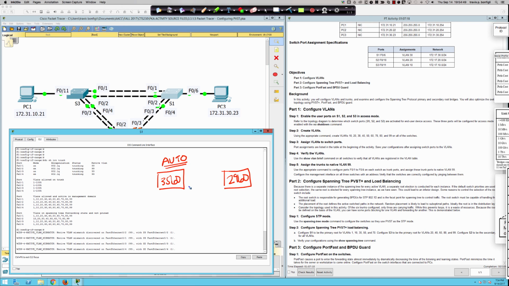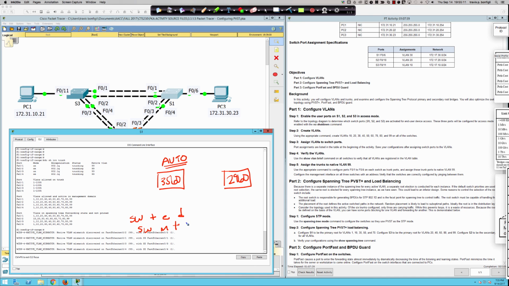And I can't remember the exact syntax of the error, but you'll remember that you got that error when you tried to say switchport mode trunk. And it wasn't until you said switchport trunk encapsulation dot1q that it would then let you say switchport mode trunk. And here's the reason for that.